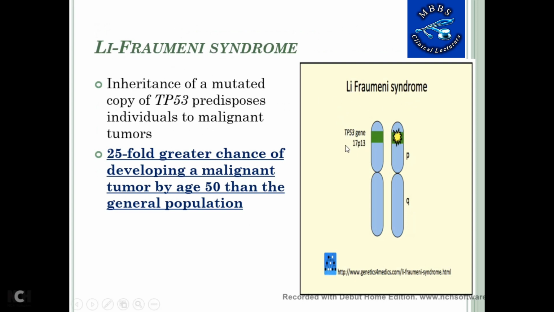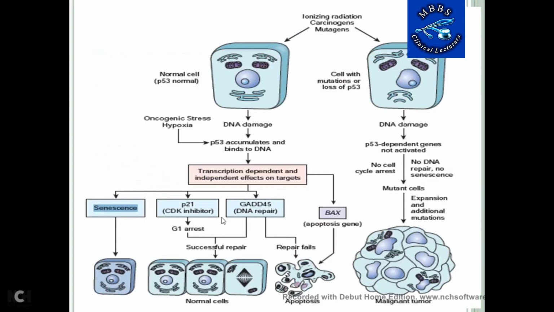Alright, there is Li-Fraumeni syndrome, which is a syndrome in which the TP53 gene is mutated, and it is an inherited disorder. There is inheritance of the mutated TP53 in the offspring, and it causes a 25-fold greater chance of developing a malignant tumor by age 15 compared to the general population. Most of the cancers that occur in the body have this TP53 gene mutation, and some of the cases belong to Li-Fraumeni syndrome.